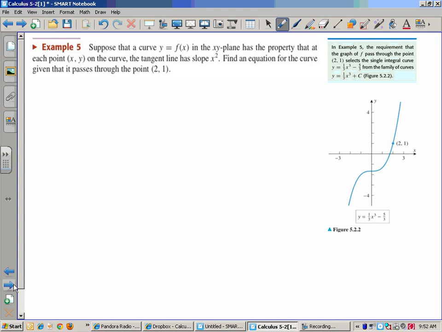Okay, so let's do the last question. It says, suppose that a curve y equals f of x in the xy plane has the property that at each point, so it's telling me this is this, which also tells me that the derivative of f is equal to x squared. If I know that's the derivative, I should be able to anti that. I should be able to anti that.